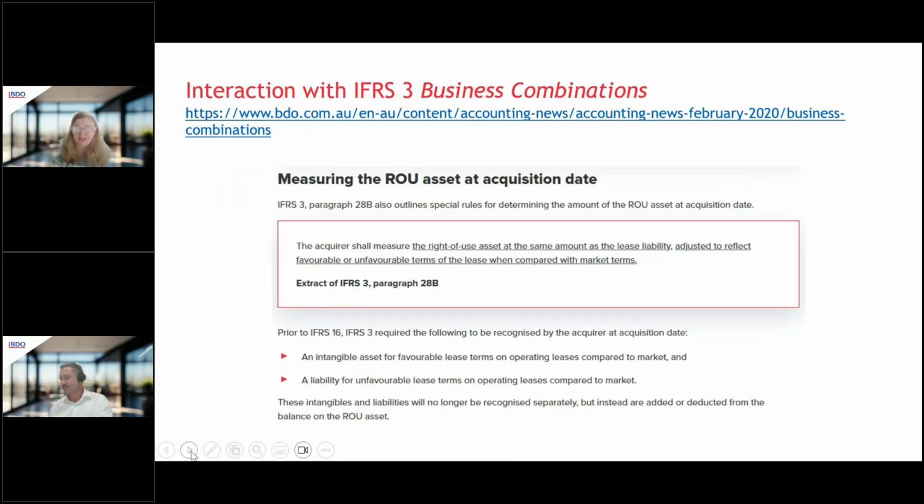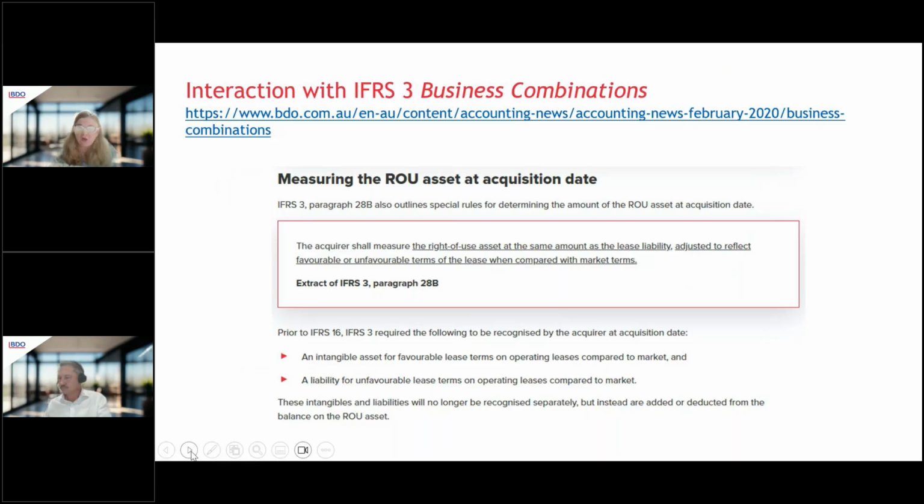But the second thing is, the acquirer also has to recognize the right of use asset at that acquisition date as the same amount as the lease liability that they've just calculated. The acquiree will have the right of use asset at a very different amount because it would have been depreciated in the past. So the right of use asset at acquisition date is reset to the lease liability in the records of the acquirer. And the other thing is, we need to make an adjustment for favorable and unfavorable leases.